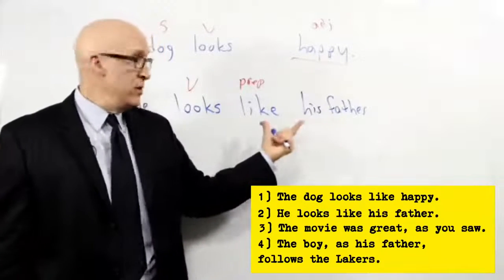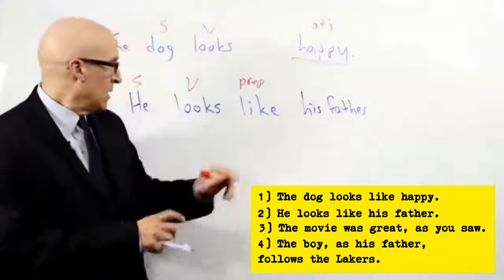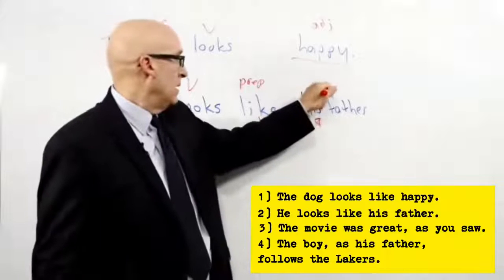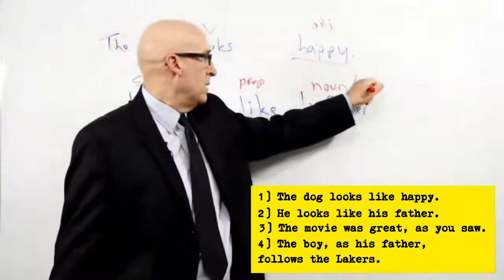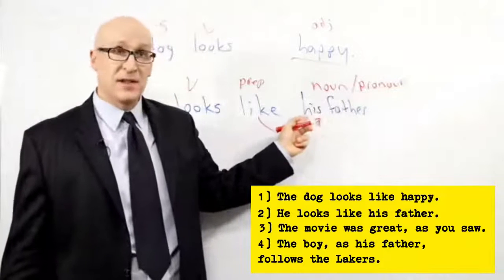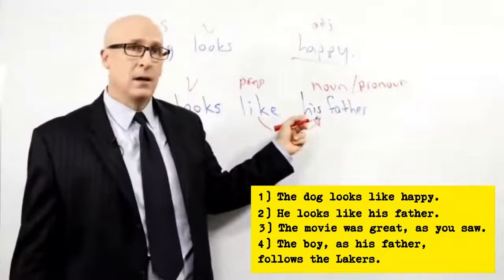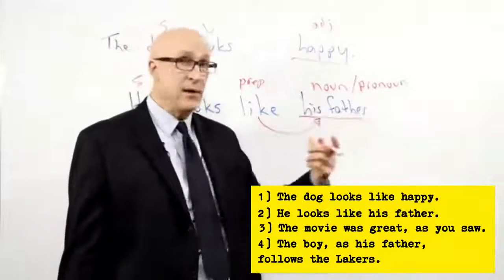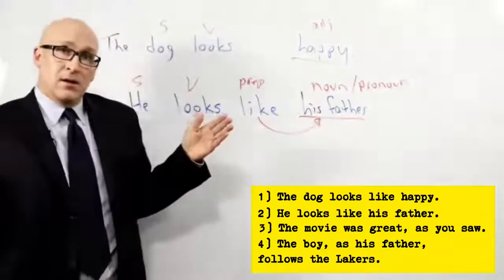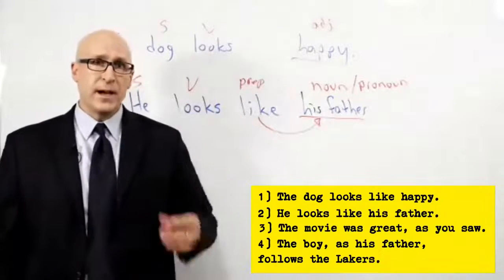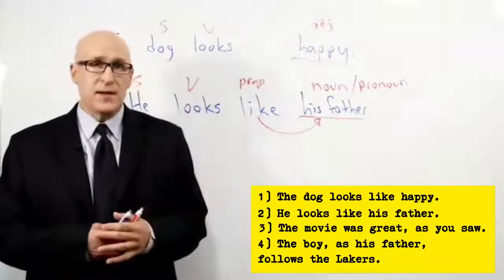Okay? So when you use like, after like, we expect a noun or a pronoun. And again, the noun can have a determiner or a possessive, the, a, his, her, my. That doesn't matter because that together makes a noun. So when you use like, you have to have a noun after it. Okay? So think about how we use that.